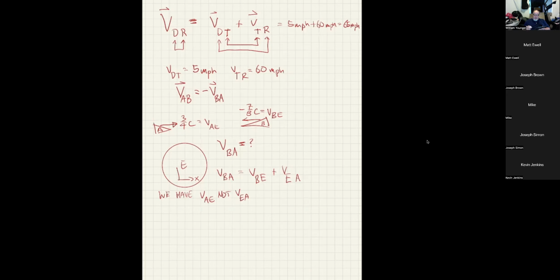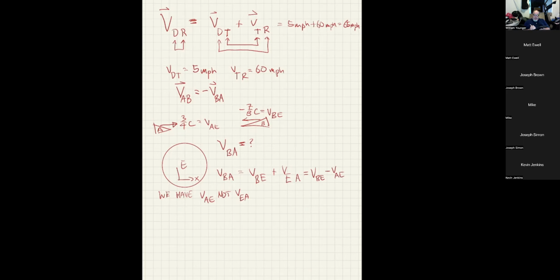So that's where rule number 3 came in. I can say this is the same thing as the velocity of B as seen by E minus the velocity of A as seen by E. Does that make sense? All right, let me let Eric in.